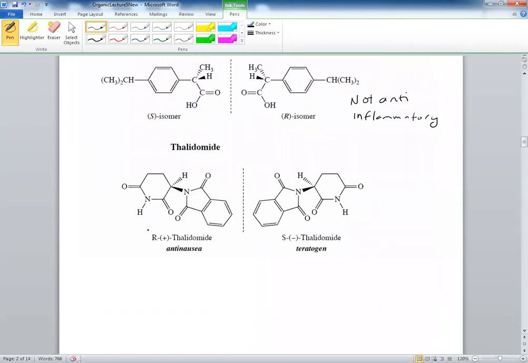Thalidomide is a very, very sad case. You may want to read about it. I'll mention it when we meet. One of them is given for morning sickness for pregnant women, and it helps them with morning sickness, anti-nausea. However, the S enantiomer is a teratogen, meaning it causes birth defects. You may just Google this and see the enormous damage and suffering that caused back in the 50s.